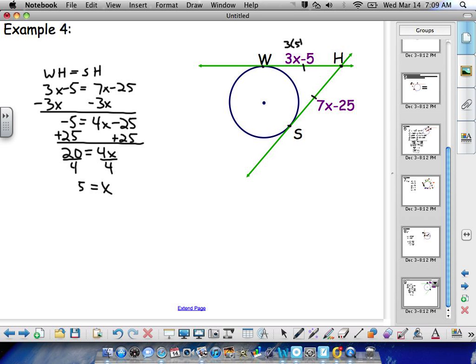3 times 5 minus 5 is 15 minus 5, so WH must equal 10. 7 times 5 minus 25 would be 35 minus 25, which is also 10. So SH equals 10. They're both congruent, so I know I got the problem right. Always check your work when possible.